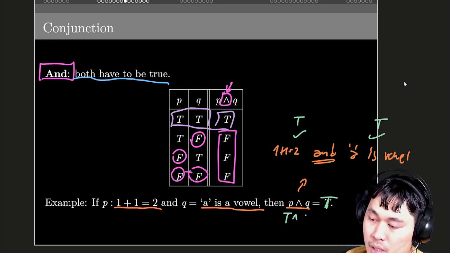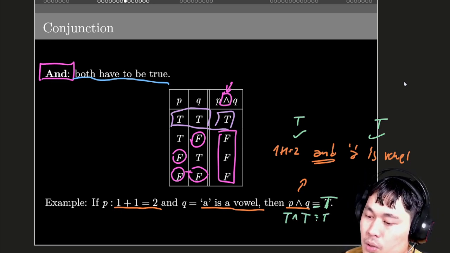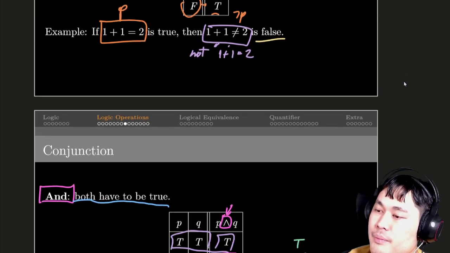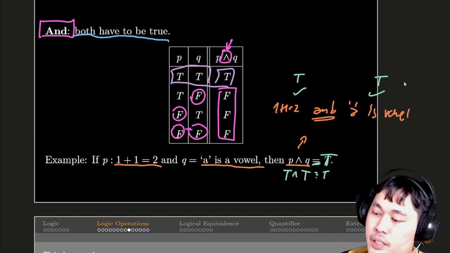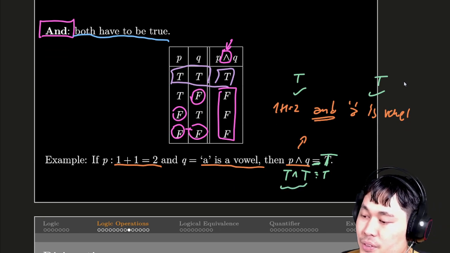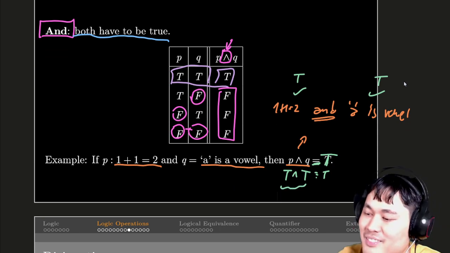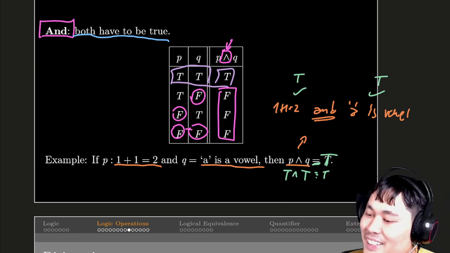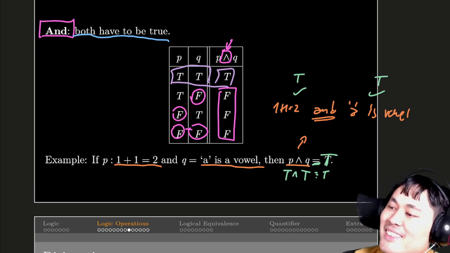This is what it means by T. And F looks like someone is crying. Now you can't unsee that.